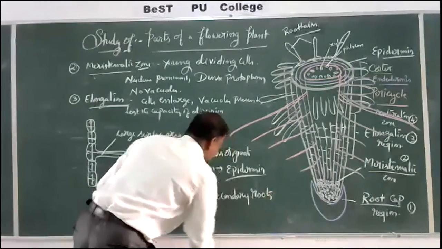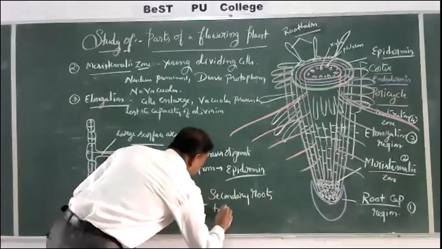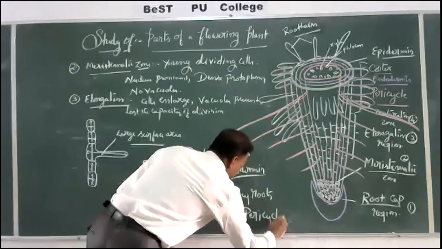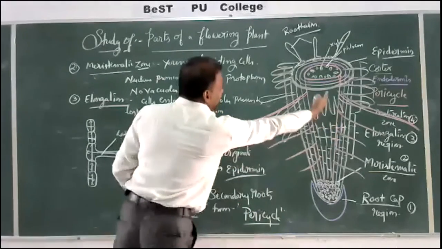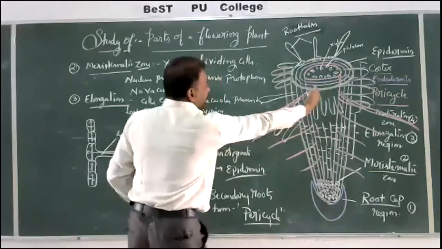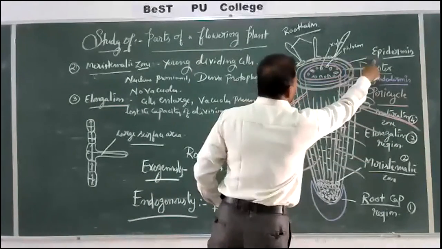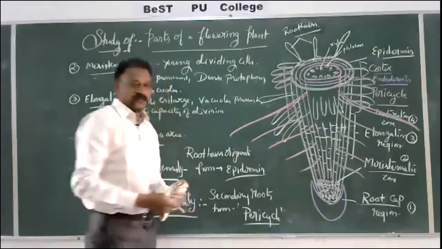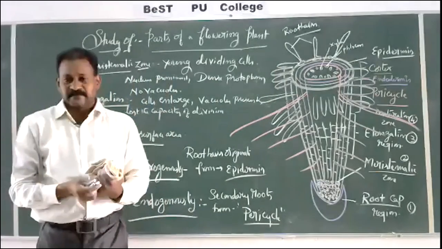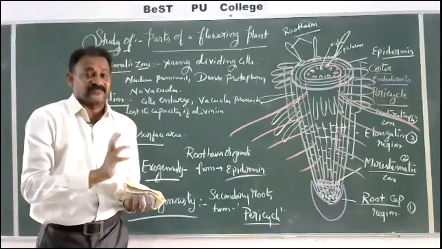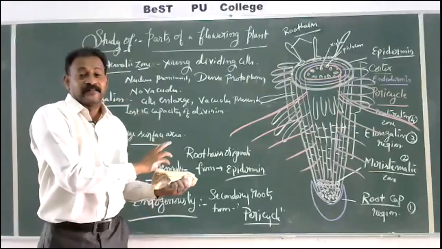We'll see in the next class. From the pericycle. The pericycle is the innermost layer. So from the inner parts, secondary roots are coming. From the outer part, the epidermis, root hairs are coming. We'll see in the next class, just to see the textbook. I have not started the classification of roots, that is taproot or adventitious.